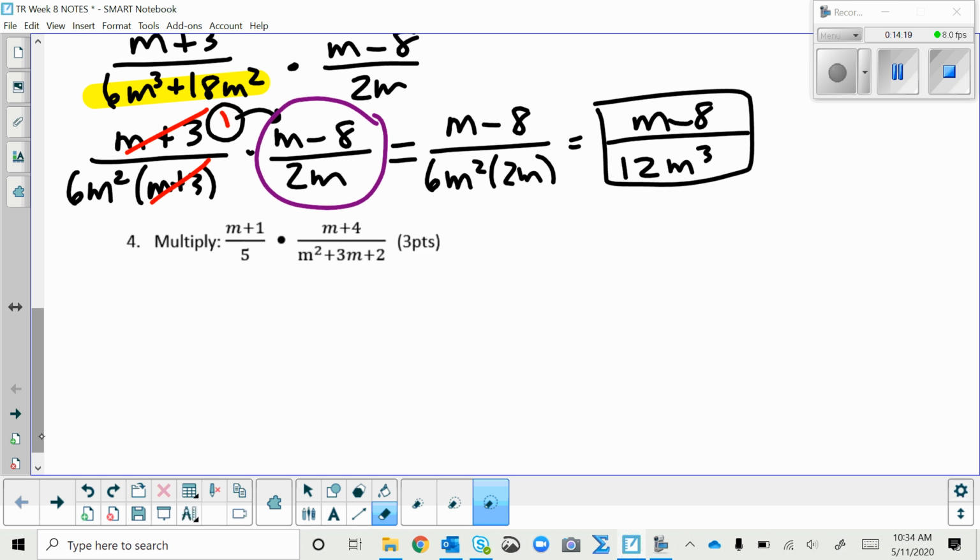Number 4. Why is this not a keep, change, flip, or multiply by the reciprocal problem? Because it's not division, right? You're multiplying 2 fractions. You don't have to keep, change, flip anything. What we do need to do here is factor first before we can figure out what cancels. So look at all the numerators and denominators. Only one place needs to be factored. So find that place.